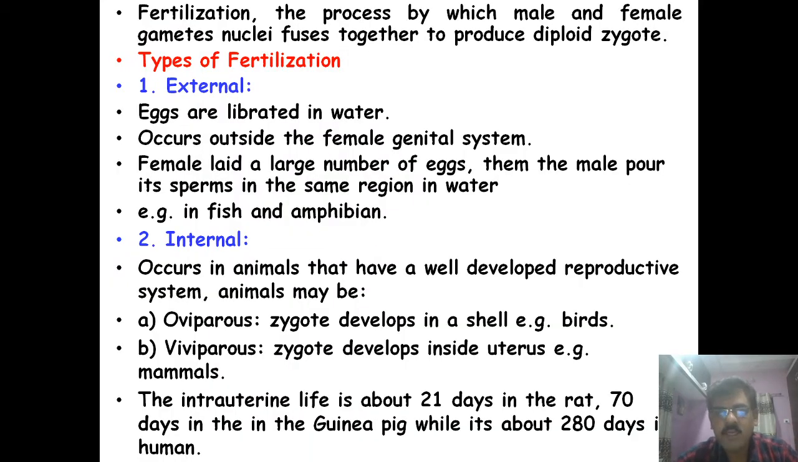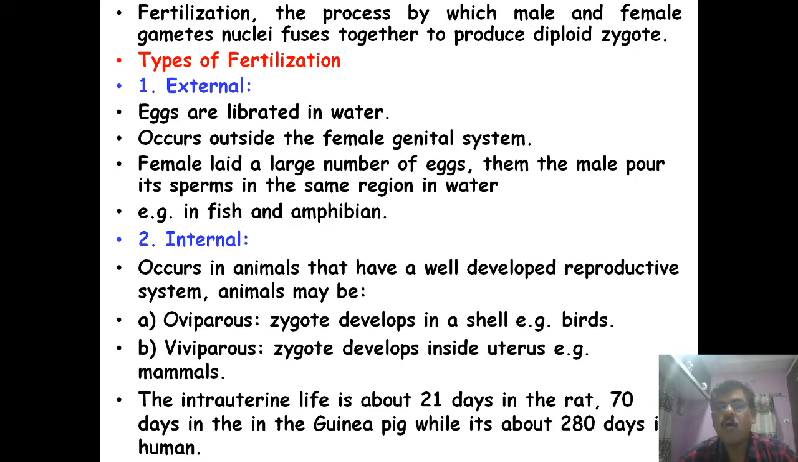Fertilization is a process by which the male and female gamete nuclei fuse together to produce a diploid zygote. There are two types of fertilization: one is external and the other is internal. If eggs are liberated in water and fertilization occurs outside the female genital system, then it is external. The female lays a large number of eggs, then the male pours its sperm in the same region in water and fertilizes the egg. Examples are fishes and amphibians.